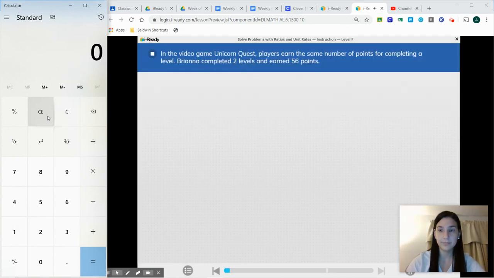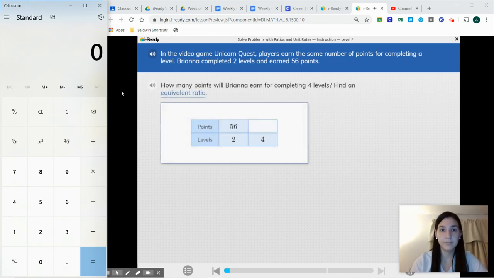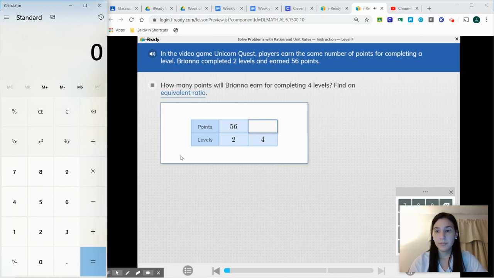In the video game Unicorn Quest, players earn the same number of points for completing a level. Brianna completed 2 levels and earned 56 points. How many points will Brianna earn for completing 4 levels? Find an equivalent ratio. So we're going to create an equivalent ratio.